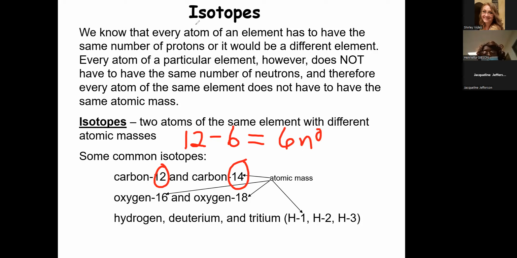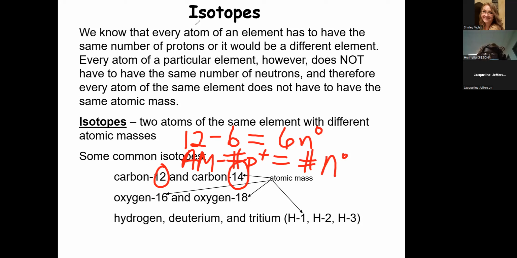Let me make that a little prettier so you can see it better. Okay, there we go. All right, so this is the atomic number, right? The atomic mass right here. This right here is the number of protons. And that is what gives you the number of neutrons. You see that?